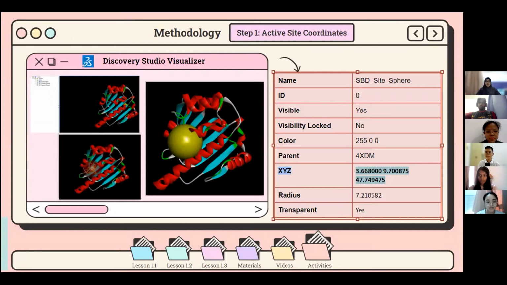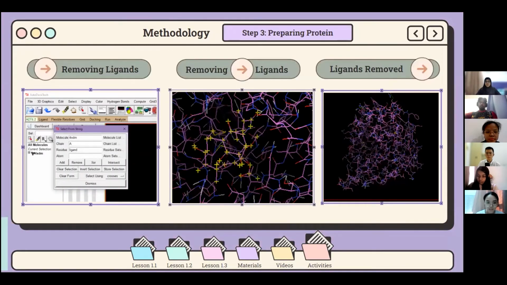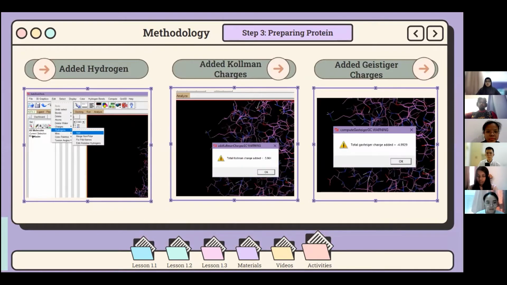Firstly, in Discovery Studio Visualizer, we have set up active site coordinates as a grid box to allow for docking later. Proceeding forward, we started with the protein preparation by checking and preparing the missing atoms present in the chosen proteins in AutoDock. Next, we remove the ligands associated with the PDB format file. Then the polar hydrogens are added, followed by the addition of the charges, namely Kollman charge and Gasteiger charge. This marks the end of the protein preparation.